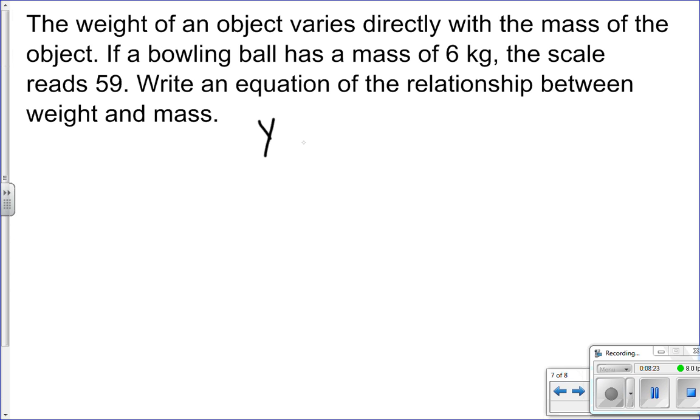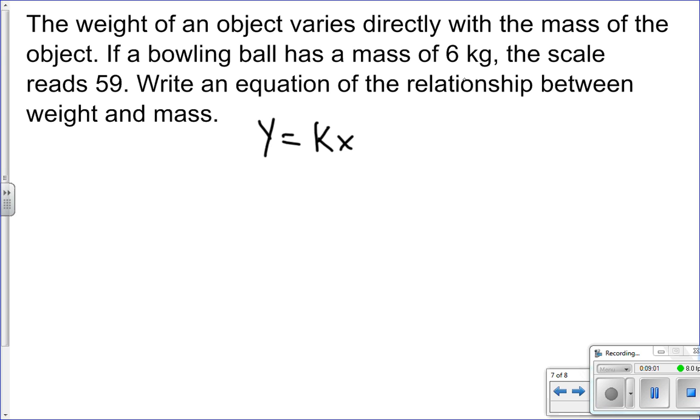So I'm going to use the direct variation equation, y equals k times x. And since the weight of an object varies directly with the mass of the object, that means that the weight depends on the mass. That's a little tricky. Once again, the weight of the object varies directly with the mass of the object, meaning that the weight depends on the mass. So since it depends on the mass, the weight is going to be my y.